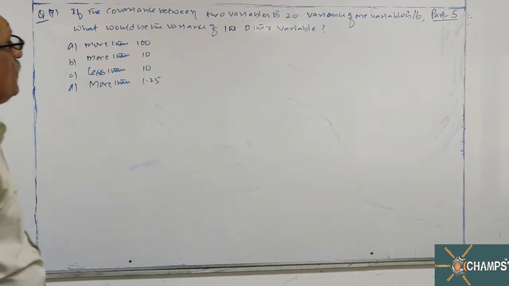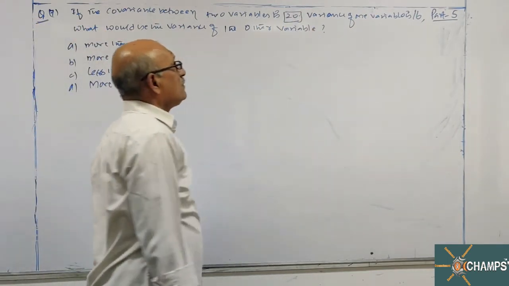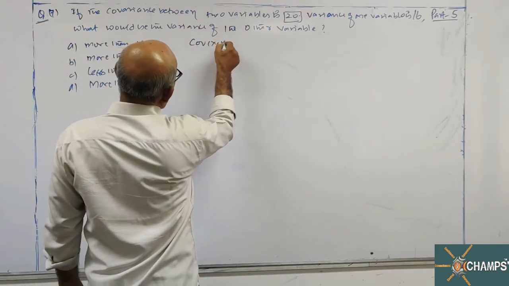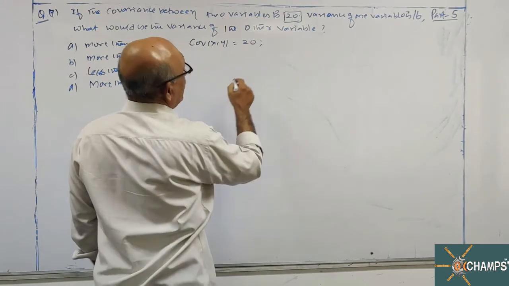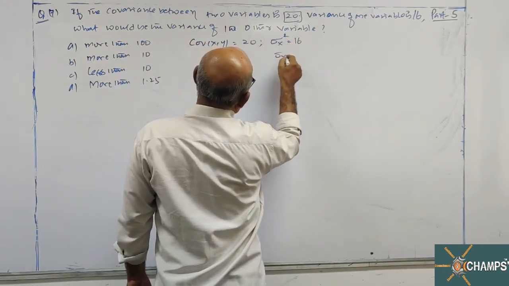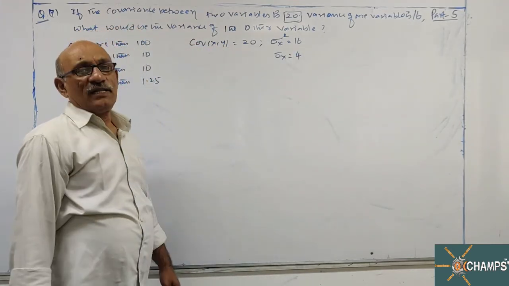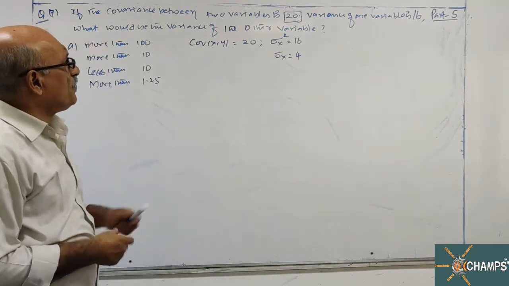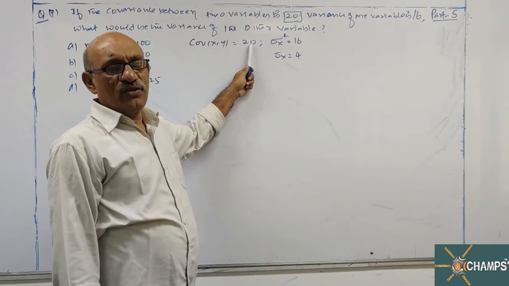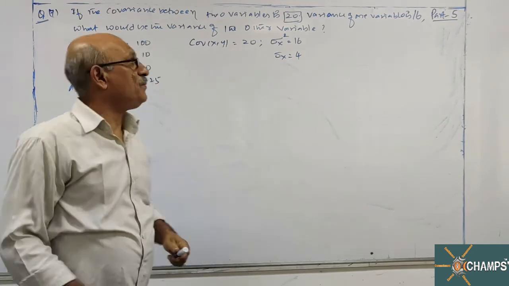This way we have. Now once again, look at the data given to us. Covariance of x comma y is 20. Let us take variance of one variable is 16. So standard deviation is 4. You have to calculate the variance of other variable. Covariance is a positive value.